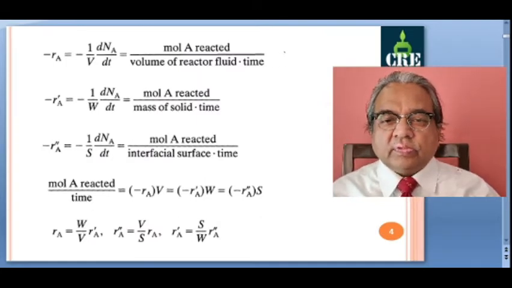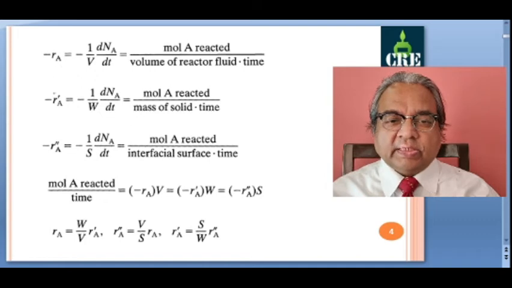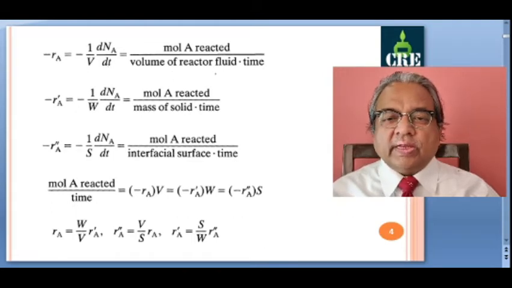Now we will see the different definitions of rate: minus RA, minus RA prime, minus RA double prime. So minus RA is minus 1 upon V dNA by dt, moles of A reacted per unit volume of the reactor per unit time. This is our usual definition which we have used in homogeneous cases. Now for heterogeneous, we have two different definitions. One is based on the mass of the solids, moles of A reacted per unit mass of the solid per unit time, minus 1 upon W dNA by dt. And also we can define it as moles of A reacted per unit interfacial surface area per unit time. This interfacial surface area is capital S, so minus 1 upon S dNA by dt.